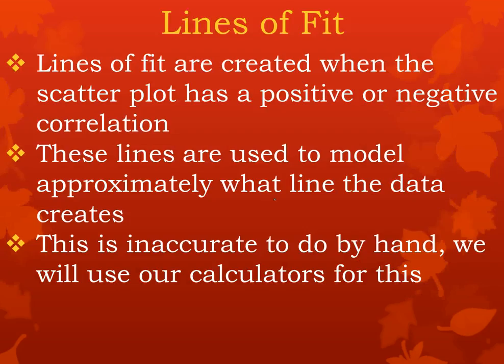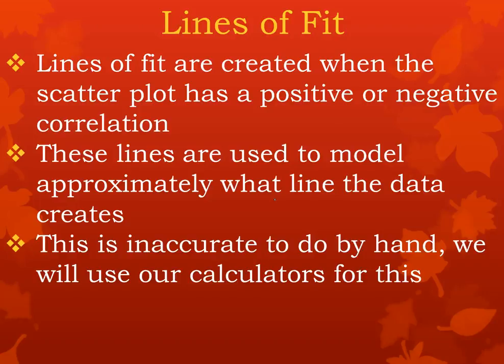So lines of fit are created when our scatter plots have a positive or negative correlation. You can attempt to use your calculator to create a line of fit based off a no correlation situation, but your line is going to be awful. It's not going to work in the slightest. So we use these lines to model approximately what line the data is going to create, so we can predict future values.